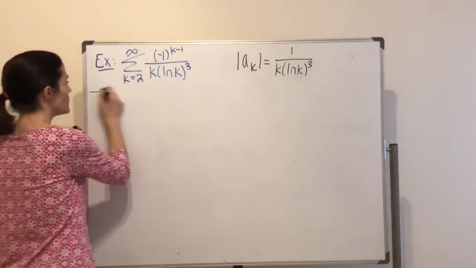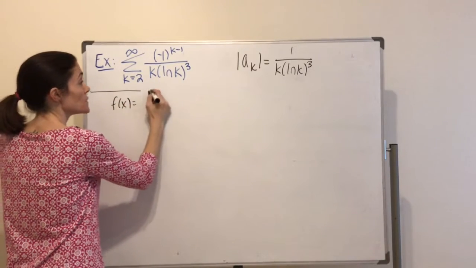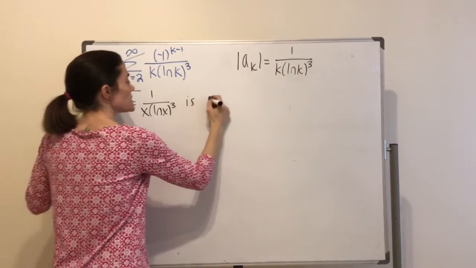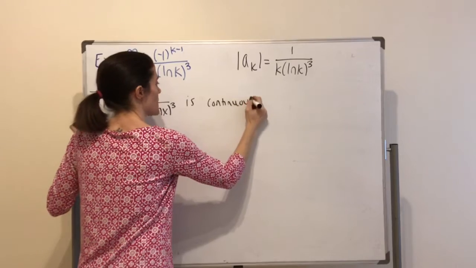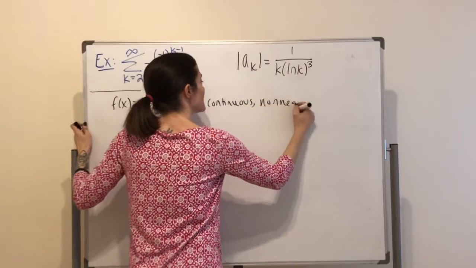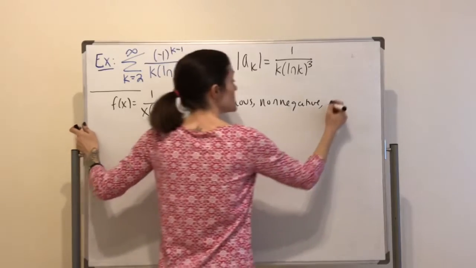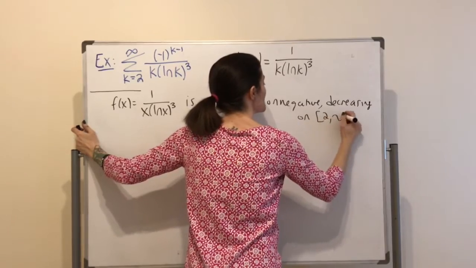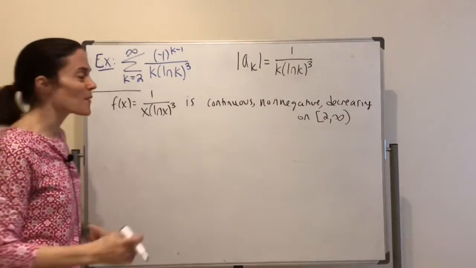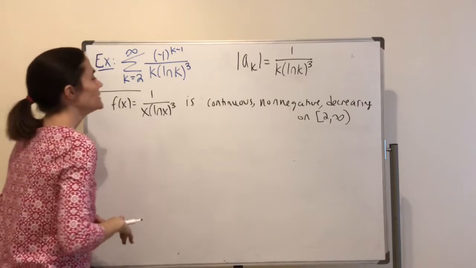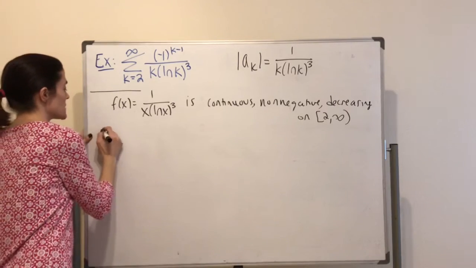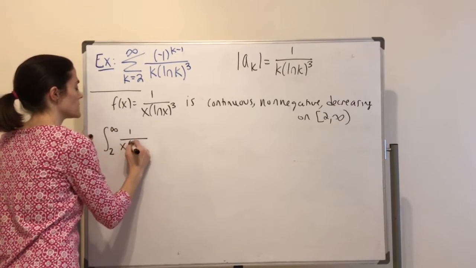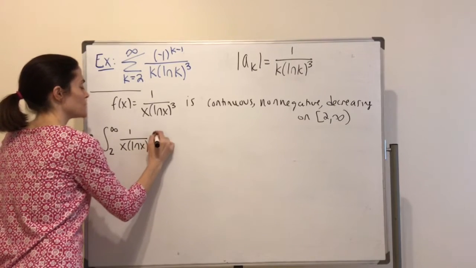Okay, so if we consider f(x), which is 1 over x (ln x) cubed, it's continuous, it's non-negative, and it is decreasing on 2 to infinity. It's decreasing because the denominator is growing, right, and the numerator is fixed. Okay, so I may use the integral test. So let's calculate an integral from 2 to infinity of 1 over x (ln x) cubed dx.